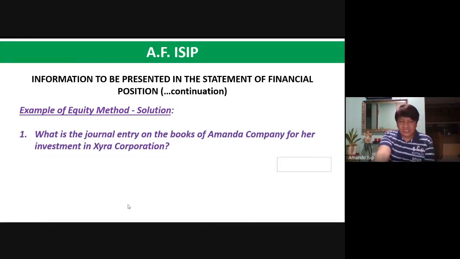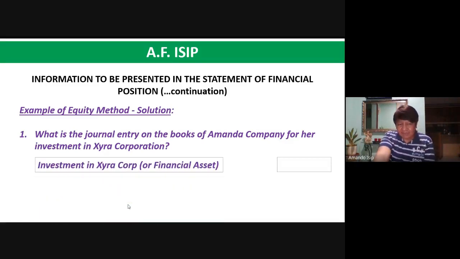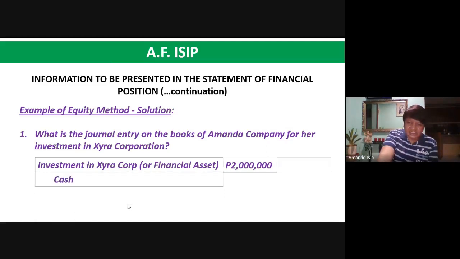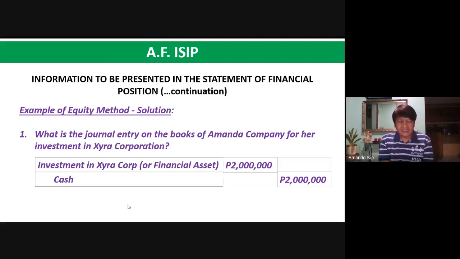So the first question is, what is the journal entry on the books of Amanda Company for her investment in Syrah Corporation? Of course, the entry is very simple. Debit investment in Syrah Corporation, or you can use the account title financial asset, 2 million pesos. That is the entry on the debit side. Of course, the entry on the credit side is cash, 2 million pesos. This is the first entry upon investment of Amanda in Syrah.